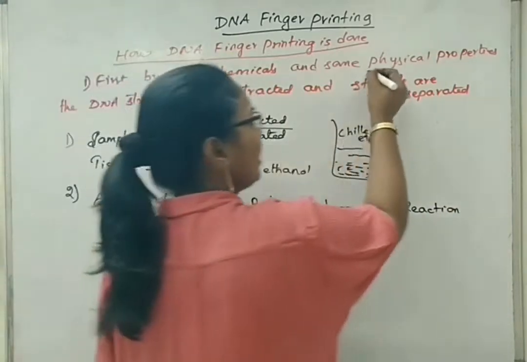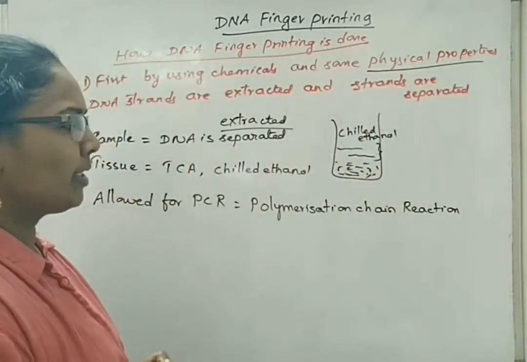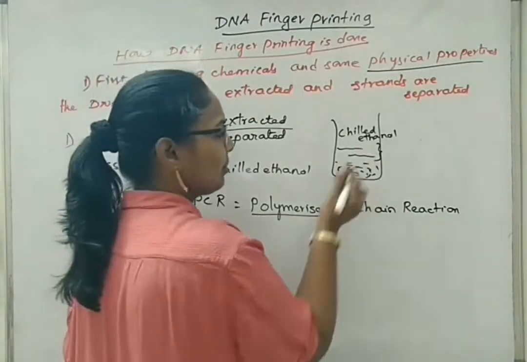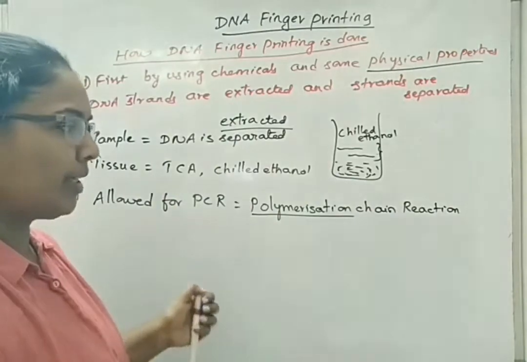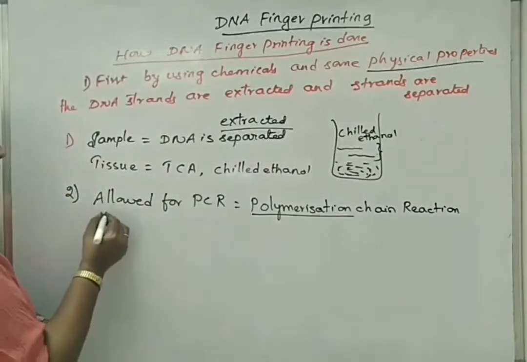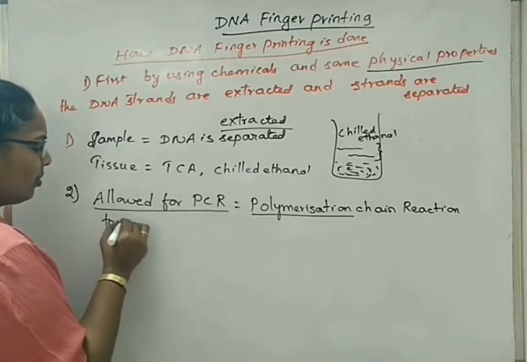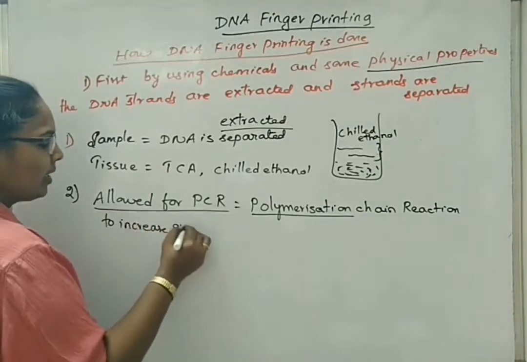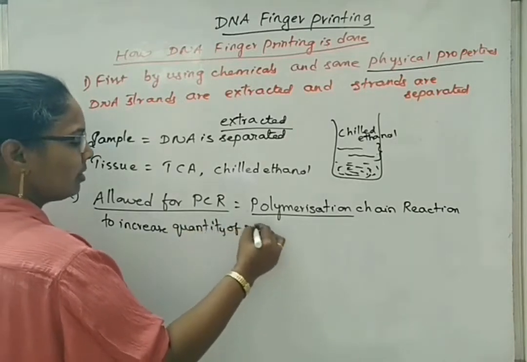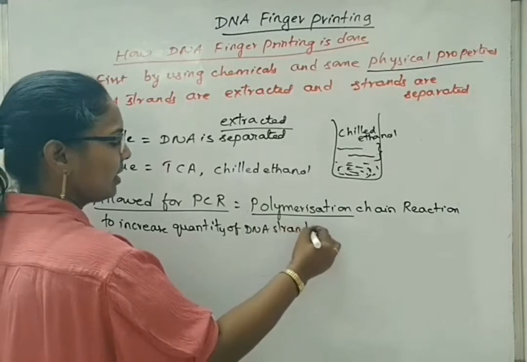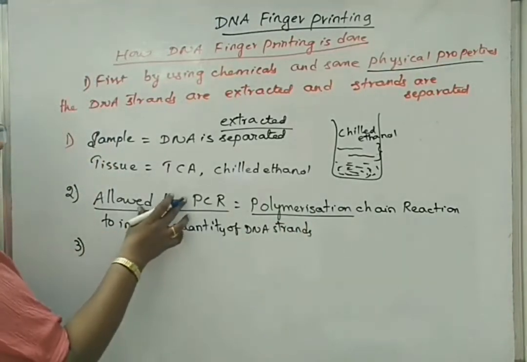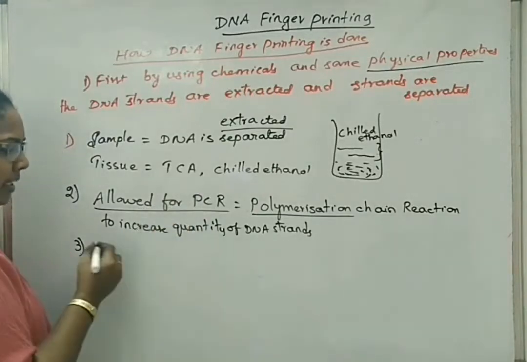Here we use physical properties like high temperature. For polymerization, first of all, we have to separate the double-stranded DNA into two different strands. Then we must make many copies by the method of amplification. So here, allowed for PCR to increase the quantity of available DNA strands, that is double strands. In the third step, this PCR we will read completely in a biotechnology topic, so I'm not explaining it here.